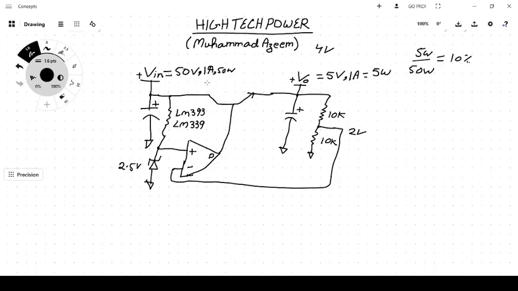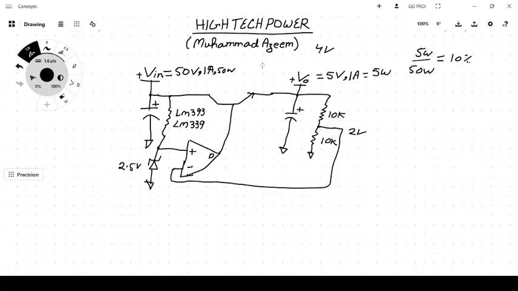So you can say in this case the series pass element would fully saturate, and there would ideally be no voltage drop across the series pass element, and all the 50 volt would transfer to the output voltage, right? So let's see what happens and how it would operate.